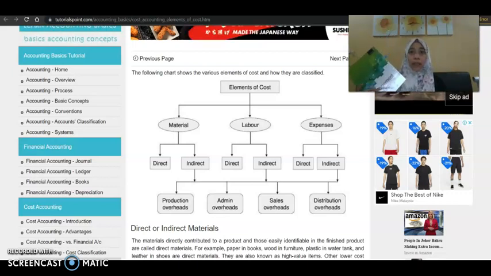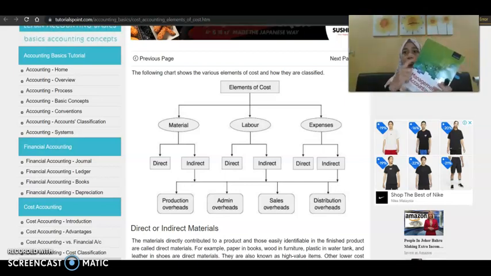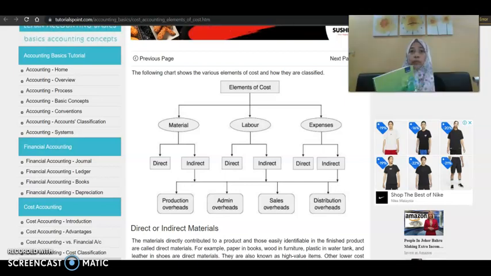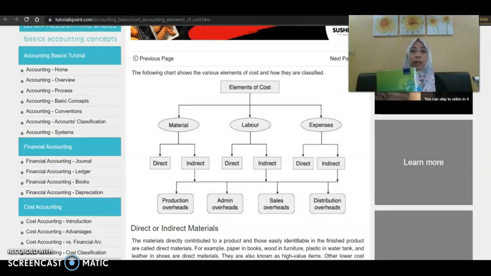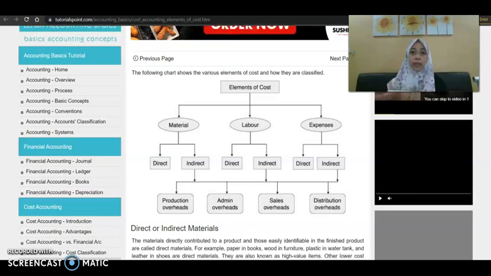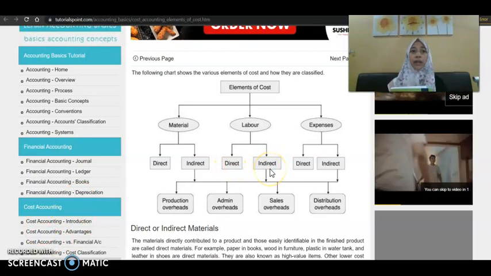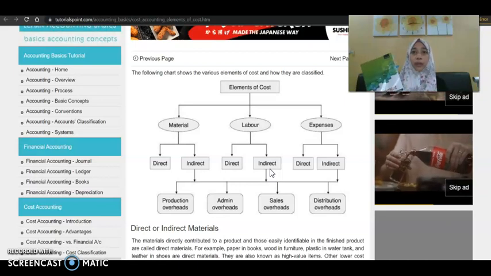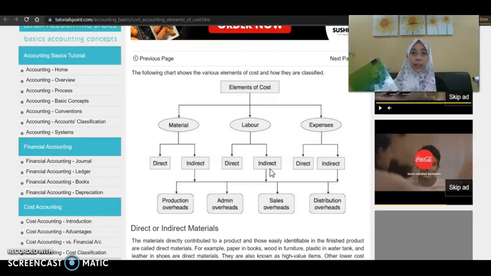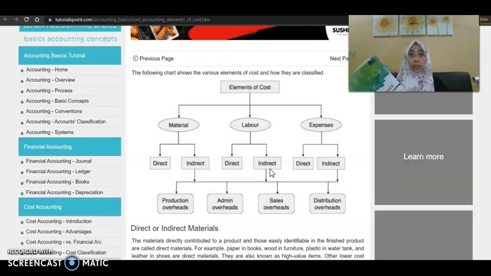What about the indirect material? The indirect material will be the glue that you use to glue this book together. So that is your indirect material. And then what about the labor? Labor, you have your direct labor, you have your indirect labor. What is the direct labor? Direct labor will be the wages or the salaries that you pay to the workers that work directly in the production of the book. So that will be the direct labor.